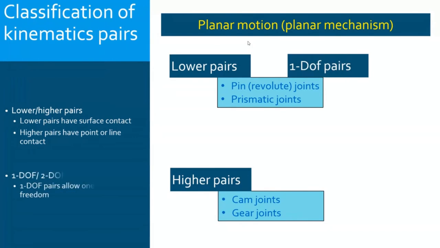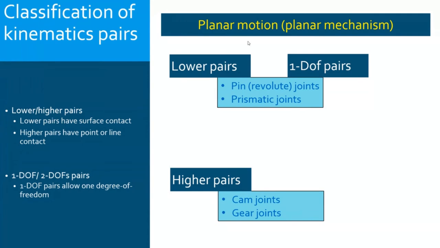Now, the kinematic pairs can also be classified in terms of their degree of freedom. They can allow either one degree of freedom or two. Here, the lower pairs and one degree of freedom pairs match, because pin joints allow one rotation and prismatic joints allow only one translation. So all the one degree of freedom pairs are lower pairs. This is only special for planar motion. In space motion, it's not true.